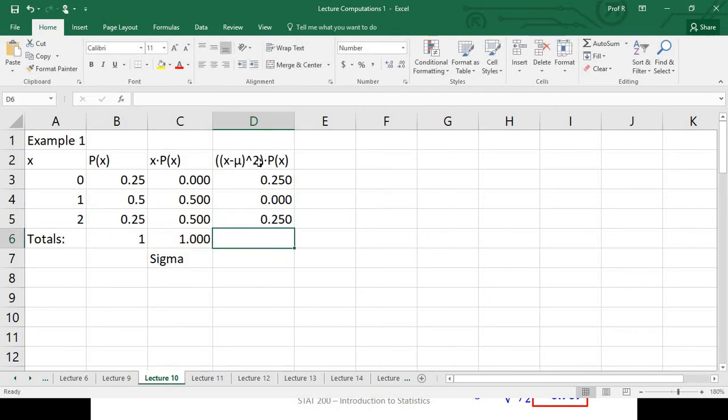Okay, so now we want to find the summation of all of these, because again, we want the sum of x minus mu squared times probability of x. So we just sum these terms, and that gives us our variance. We want to find the standard deviation. The standard deviation, sigma, is the square root of the variance.